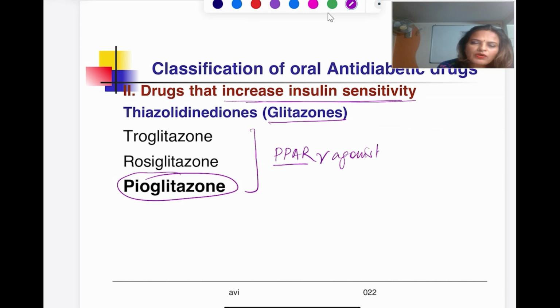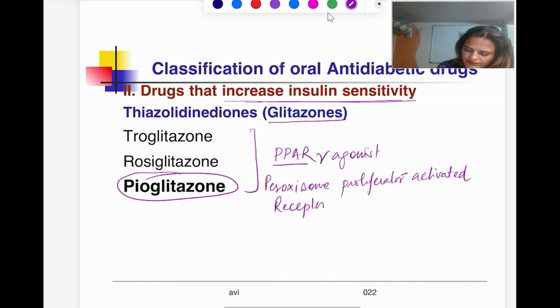They are peroxisome proliferator activated receptor gamma agonist. And what are these receptors? They are the nuclear receptor which are going to take care of the transcription of various genes. And here which genes are they going to act on? Insulin responsive genes, which are going to take care of both glucose metabolism as well as fat metabolism.